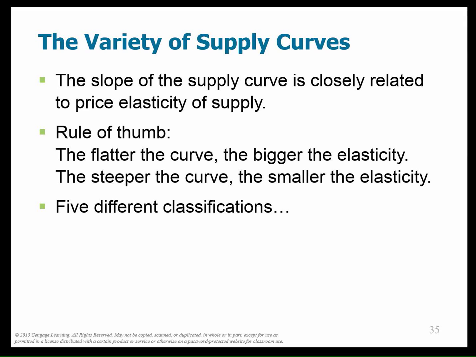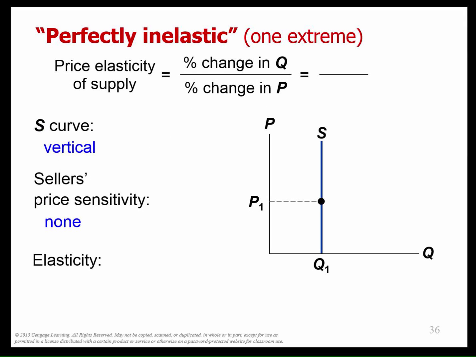So here are some supply curves, and we're going to talk about what the elasticity of these supply curves are. Think about this. What's the change in Q here? There's no change in Q. No matter what the price is, the change in Q is 0. So this could be 100. It doesn't matter. Overall, the price elasticity for this one is 0, and we call that perfectly inelastic. Okay?